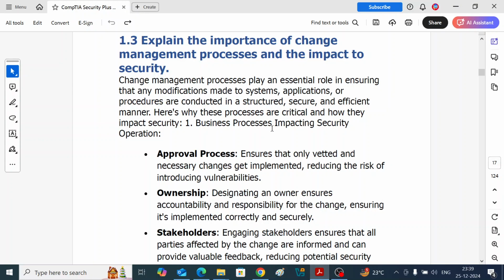So without further wasting time, let's go to the topic, which is third in the series. As I said, I have already published two videos, and this is video three. Here we are talking about the change management process. What is change management? Anything where a change has been implemented.